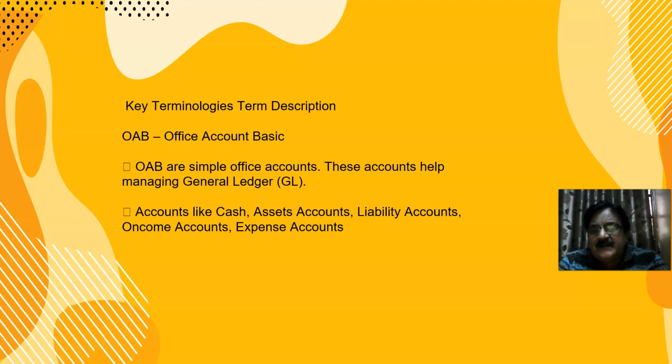So we have to debit any expenditure head. Suppose we are making payment for any expenditure incurred in the branches, like renovation or newspaper subscriptions or any other payment to be made by the branch, it is debited to the expenses account, the particular subsidiary general ledger head. So OAB are simple office accounts. These accounts help in managing the general ledger. Sundry and suspense are part of the subsidiary general ledger, and we combine all of them, they become part of the general ledger.